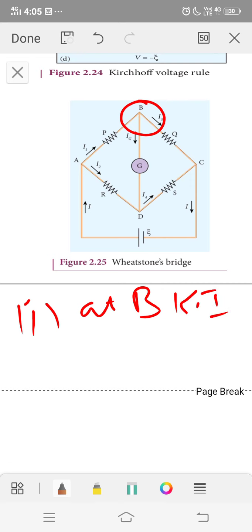Consider the current at point A. From point A the current enters resistor P, and the current crossing resistor P is nothing but I1. According to the Kirchhoff current rule, we substitute the current I1 with the sign convention plus I1. Now at junction B we focus only on the currents there. At this point the current divides, and one part flows through the galvanometer.